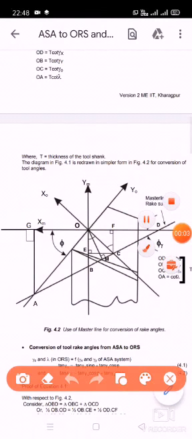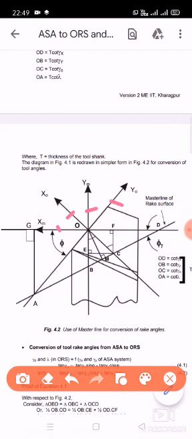Conversion of two rectangles from ASA to ORS. First you have to see the figure 4.2. Now you have to draw first YO and XO. You can see both are perpendicular. Now you have to draw XM and YM. You can see both are perpendicular.